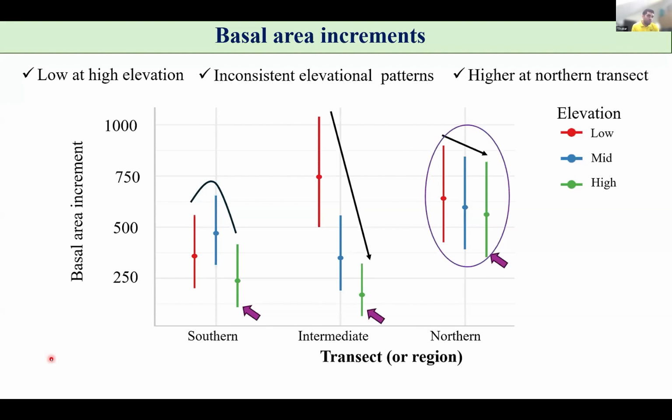And in terms of the whole region, here again this basal area increment was higher in the northern transect. It was not expected. We were expecting that in the colder and drier region it would be less, but it was against our expectation. The possible reason is that maybe this species does not like too humid conditions.